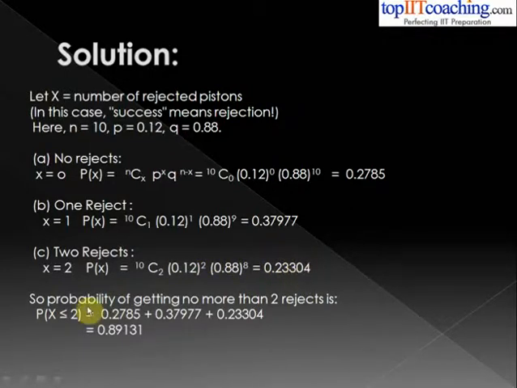Now we have to calculate the probability of getting no more than 2 rejects. So P of x should be less than or equal to 2 and hence we add all these probabilities. And thus 0.2785 plus 0.37977 plus 0.23304 would be equal to 0.89131. Thus the probability of getting no more than 2 rejects is equal to 0.89131.